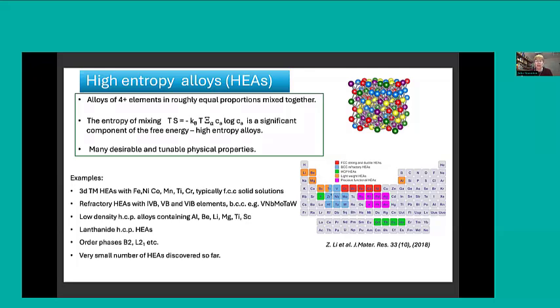There's a vast space of possibilities to explore, and I have to say at the moment I think a relatively small number of high entropy alloys have been discovered, and perhaps still require quite a lot of study. So that's what a high entropy alloy is.